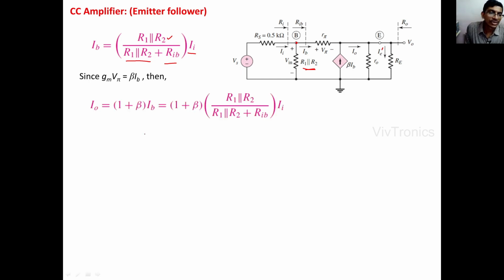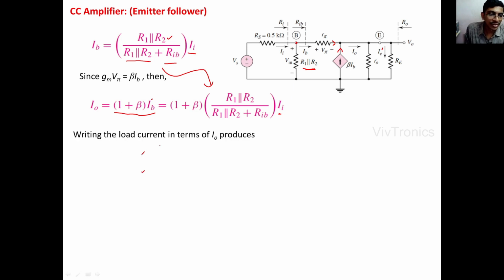And we know that the output current I naught is equal to what? That is the sum of the two currents, the IB current and the beta IB current. If you take IB as common, I naught will be equal to (1 plus beta) into IB, and instead of IB I am going to substitute this equation. So I naught is equal to (1 plus beta) into R1 parallel R2 divided by (R1 parallel R2 plus RIB), into Ii. That is the I naught equation.